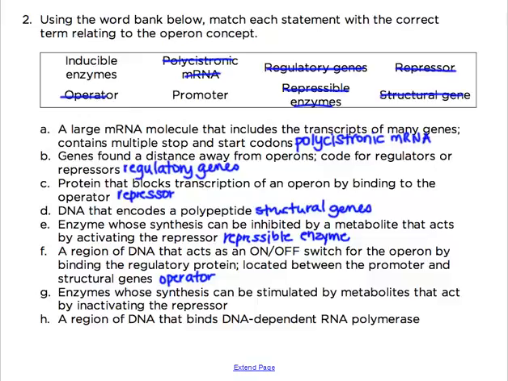G. Enzymes whose synthesis can be stimulated by metabolites that act by inactivating the repressor. These are inducible enzymes.